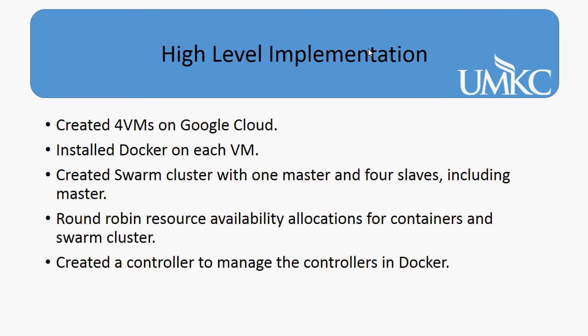High-level implementation includes creating 4 virtual machines on Google Cloud. We installed Docker on each VM. We created a Swarm cluster with 1 master and 4 slaves. We implemented round-robin resource allocation for the containers in the Swarm cluster. We created a controller to manage the controllers in Docker.